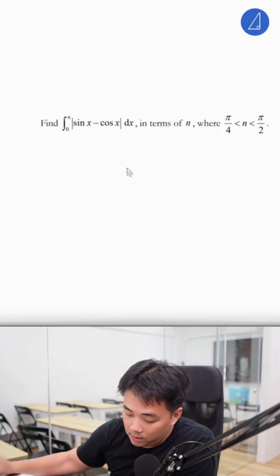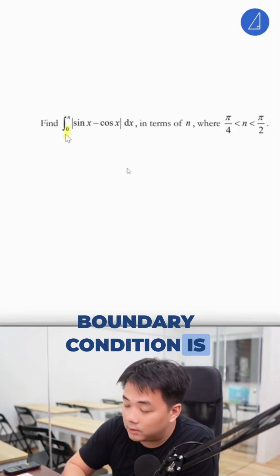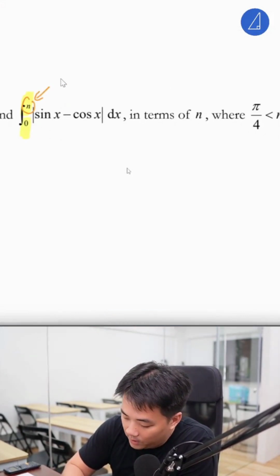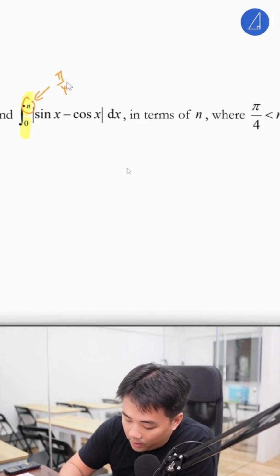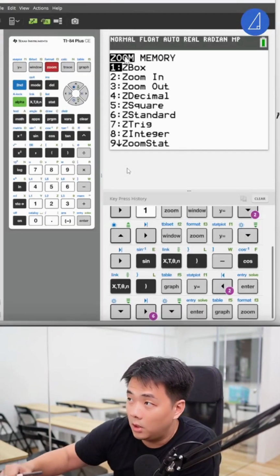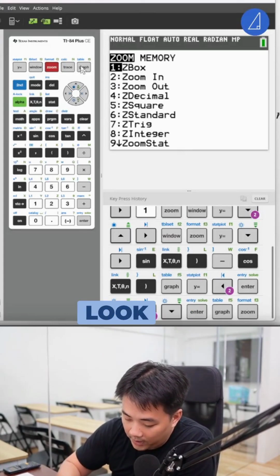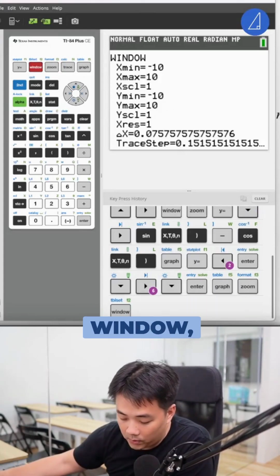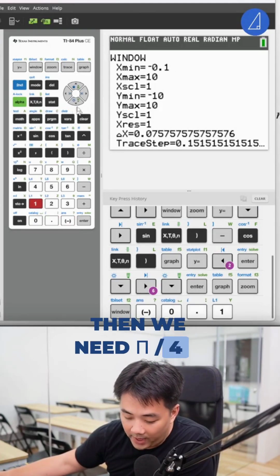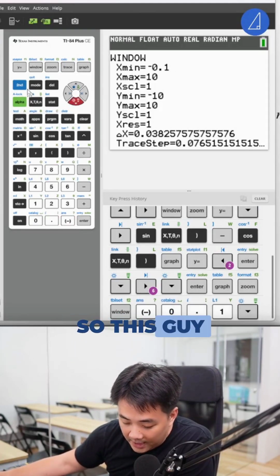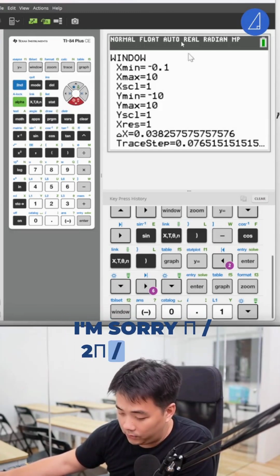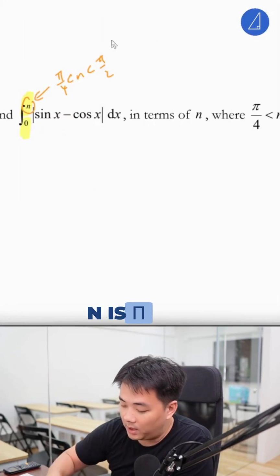Look at the boundary condition here. The boundary condition is 1 to n, where n is anything between pi over 4 and pi over 2. So we're going to look in our GC at which part of it. I'm going to go to window, then I'm going to put this as minus 0.1. Then we need pi over 4. X max is pi over 4, right? So this one here I'm going to put like pi over 2. The maximum of n is pi over 2.